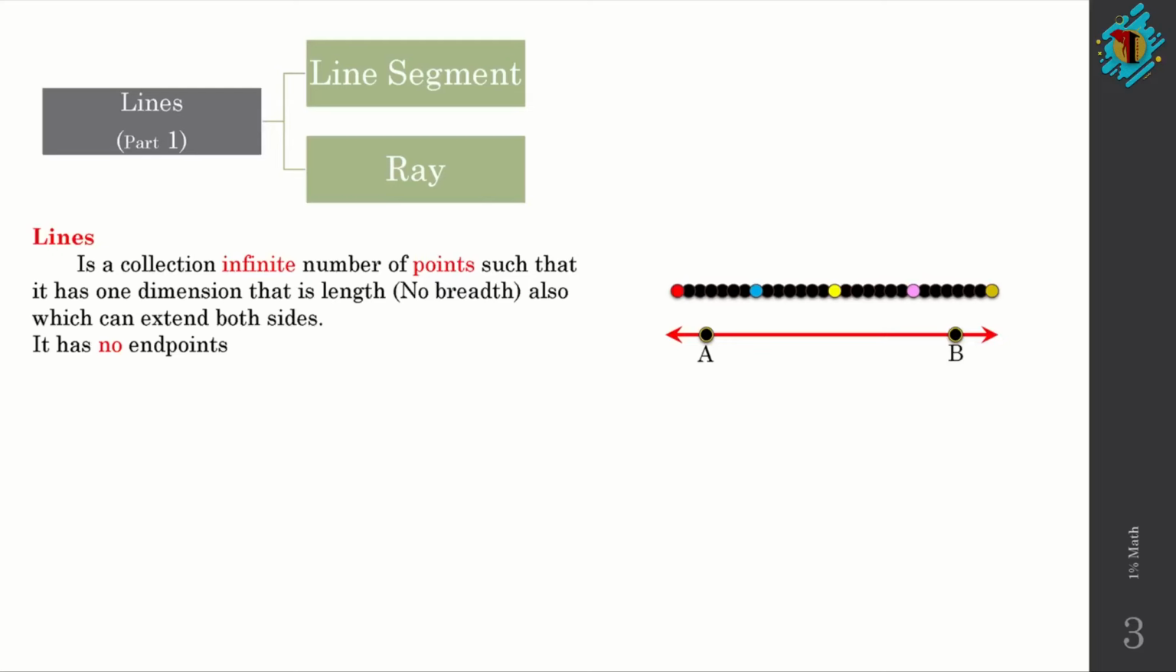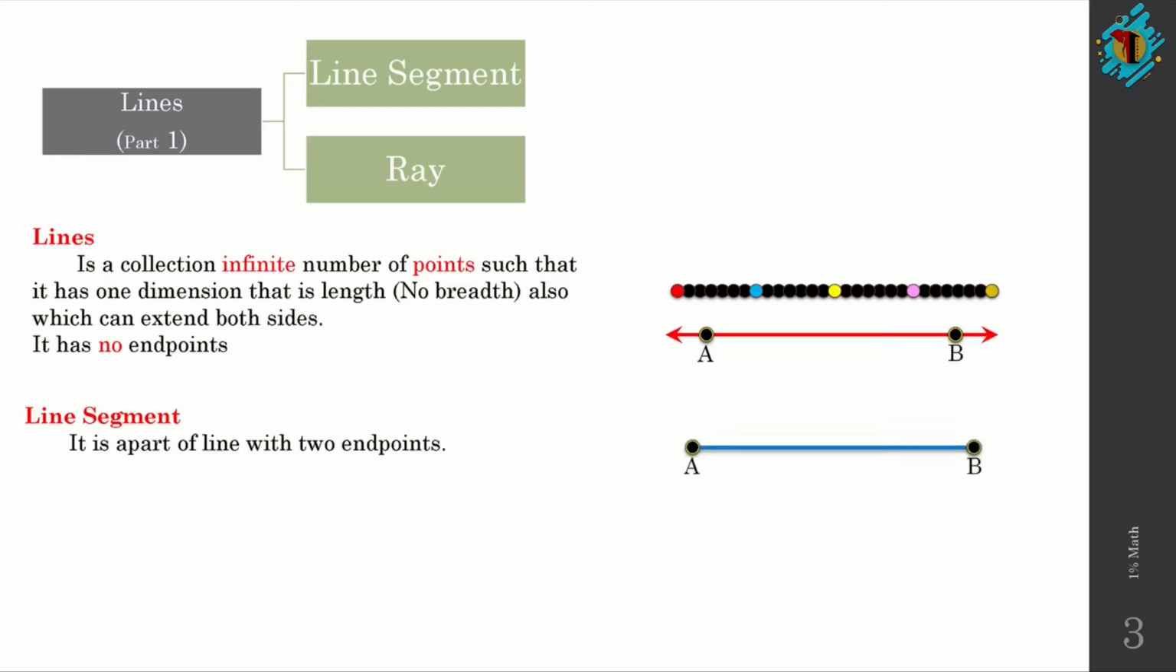Next let us go to line segment. As you can see here, it is a part of a line with 2 end points. So this is an example. Here you can see A and B. They don't have any arrowheads. Instead of that, they have points, that is A and B. Let us go to a ray.